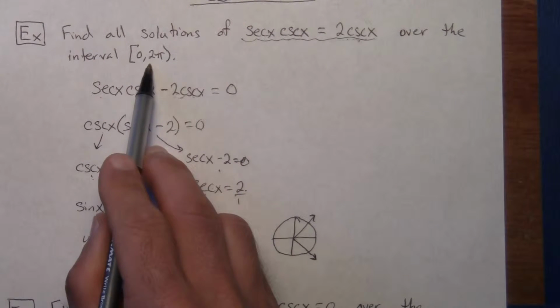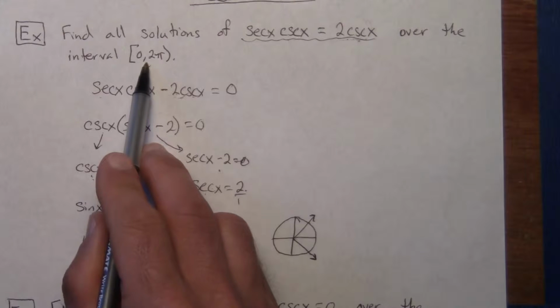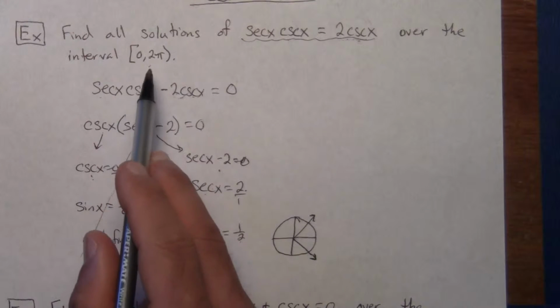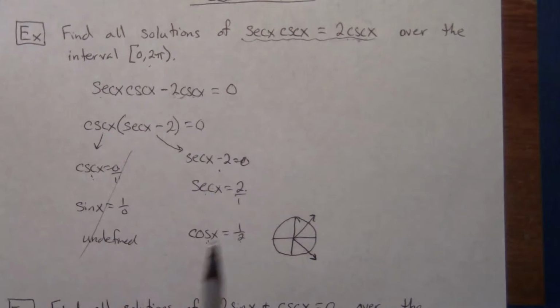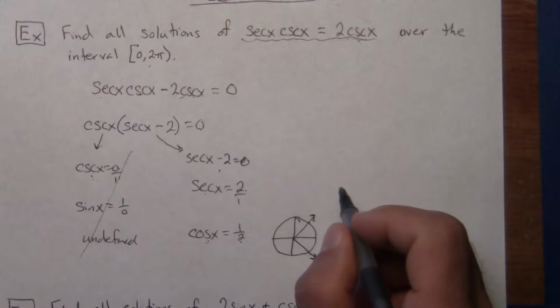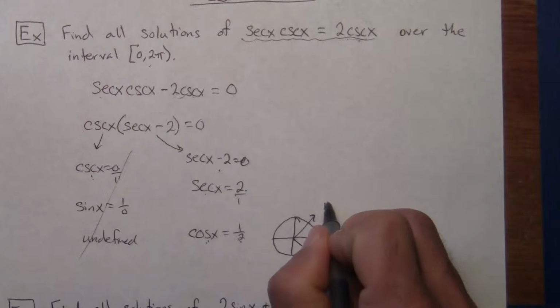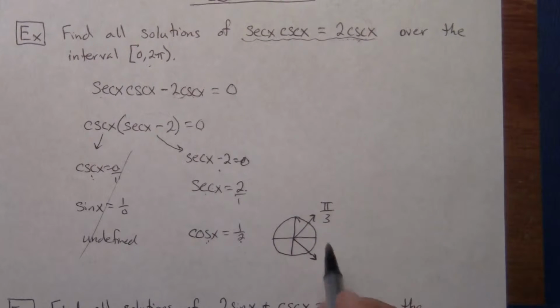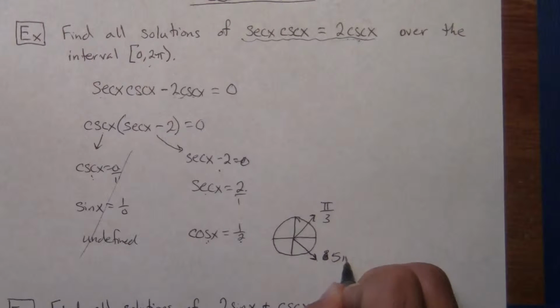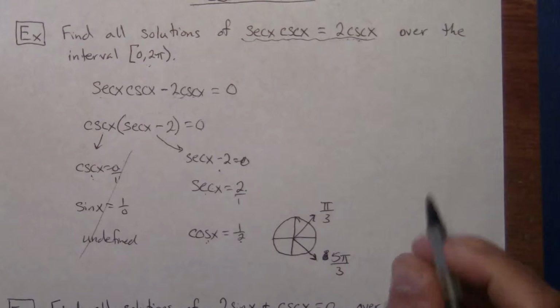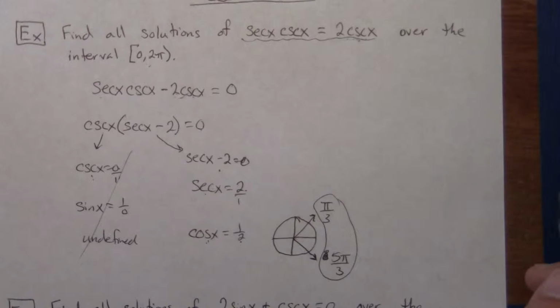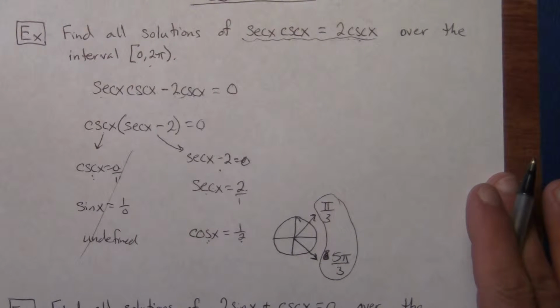Notice they're asking for the restriction in radians, so don't give me degrees. If you want to think degrees and then switch to radians, you can do that, but try to think in radians if you can. Cosine of x being 1/2, that's a reference angle of 60 degrees or pi over 3. That one is pi over 3. And then if you think about this one long enough, hopefully you'll get that this is 5 pi over 3. And so those are the 2 answers that you should have for this particular equation.